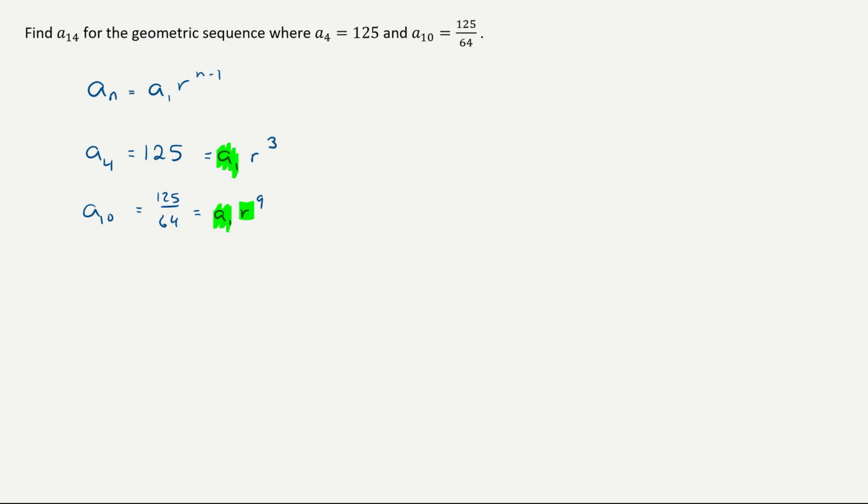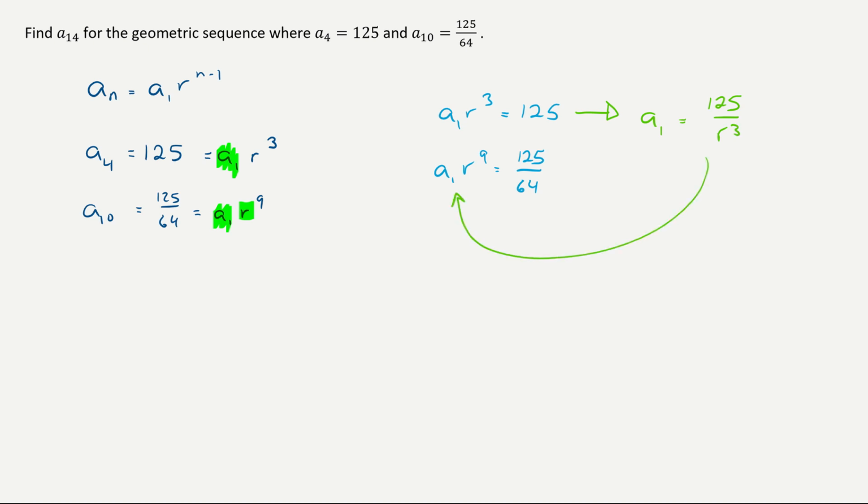I'll write that over here. We have a sub 1 r cubed equals 125, and we have a sub 1 r to the 9th equals 125 over 64. I think that we can solve this one with substitution. So I'm going to solve for a sub 1 in the first problem. That gives me that a sub 1 equals 125 over r cubed. And I'm going to plug that into the other equation. And we get 125 over r cubed times r to the 9th equals 125 over 64.